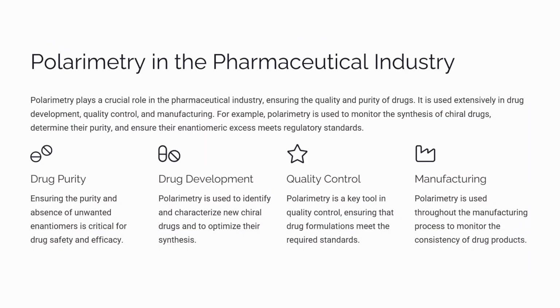Then, the polarimeter in the pharmaceutical industry. In the pharmaceutical industry, the polarimeter is used to ensure the safety and efficacy of drugs by monitoring their purity and enantiomeric composition throughout development and manufacturing. It is used to ensure drug purity, drug development, quality control, and manufacturing.